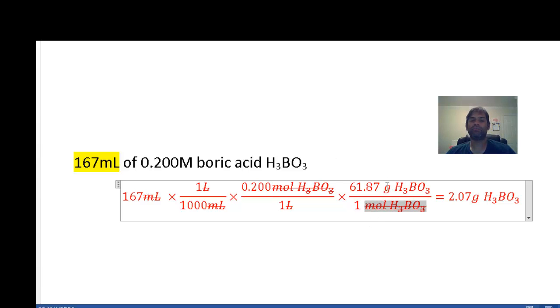with the moles of boric acid, as we recognize that 1 mole of boric acid is 61.87 grams of boric acid, getting those values for hydrogen, boron, and oxygen from the periodic table and summing them up. Canceling out all the units, we're left with grams. That's what the question asks for, and we're getting an answer to 3 significant figures of 2.07 grams of boric acid. We'll highlight that in yellow. So we take out 167 milliliters out of this bottle, whose concentration is 0.200 molar. It's the same thing as saying that within that 167 milliliters is dissolved 2.07 grams of boric acid.